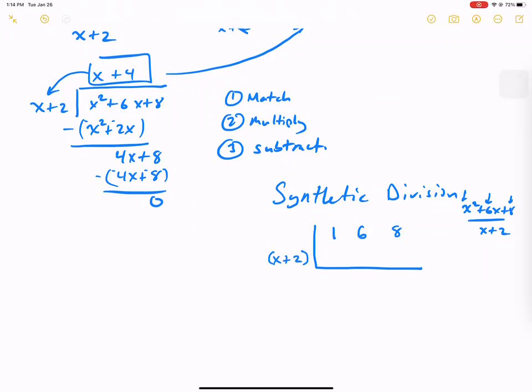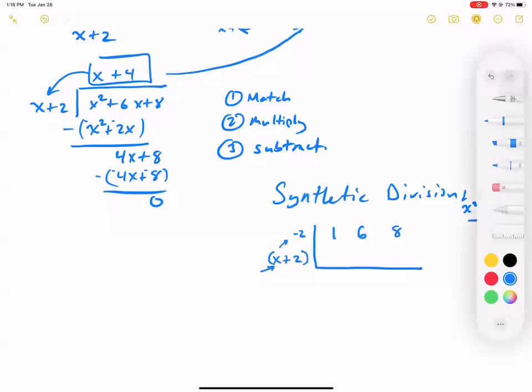And then the next step, I'm going to go ahead and say, hey, what number makes this factor go to 0? What will cancel out at x plus 2? If x was negative 2, and that's the key value here. Negative 2 plus 2, that's going to give us the 0 we were hoping for. Okay, so once this is all set up, this is what you should see on your paper.